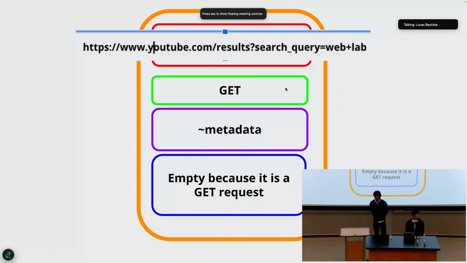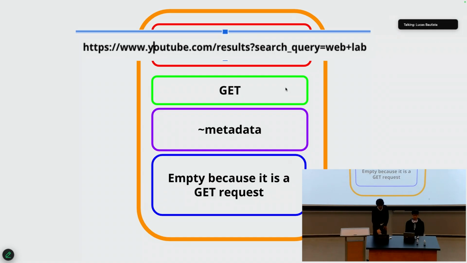If we were to send a request to YouTube to show us any videos that have weblab in its description or in the video, then we would be sending this URL into our browser. And I'll talk about the many ways to send HTTP requests later. But just putting a URL into a browser is one of them.